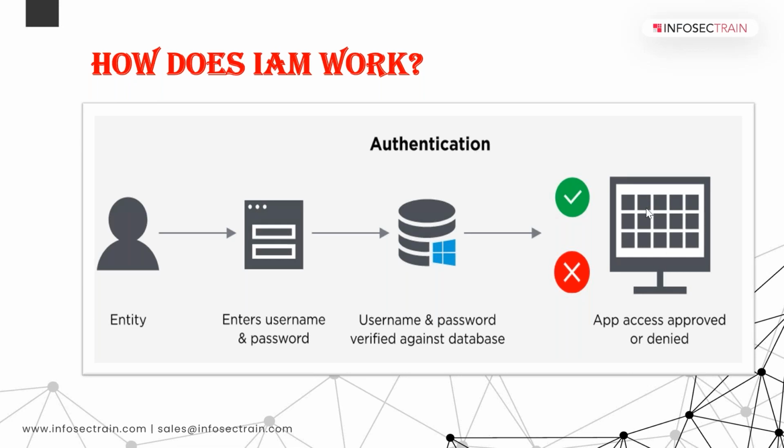So what does it do first? Whenever a user enters a username and password, it will go to the database and verify the details. After verifying your details, app access is approved or denied. You will be allowed to access a few applications and not allowed to access others, right? So that is, we can say, authentication.